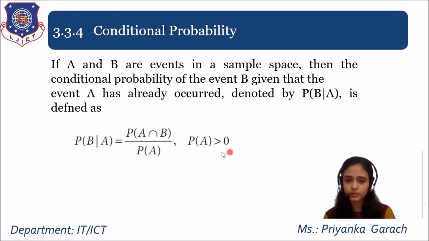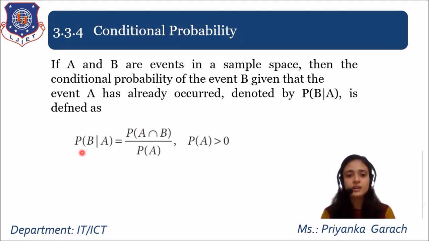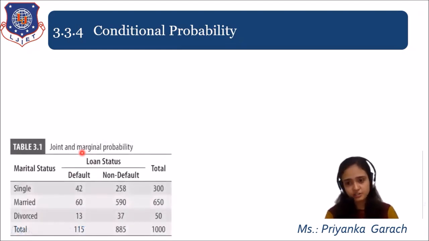Of course, the probability of A should be greater than 0, otherwise it will result in some infinite value. If the probability of A equals 0, then the final result will be infinite. That is not possible in terms of probability, because the value of probability always lies between 0 and 1. So this is my formula of the conditional probability.